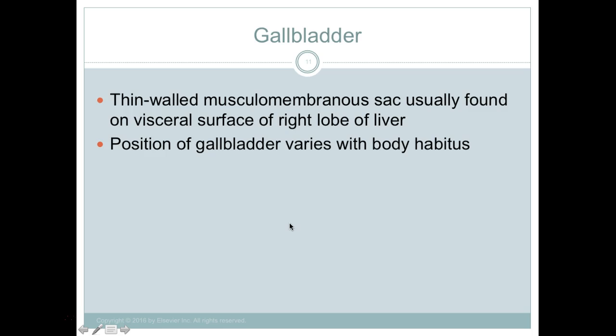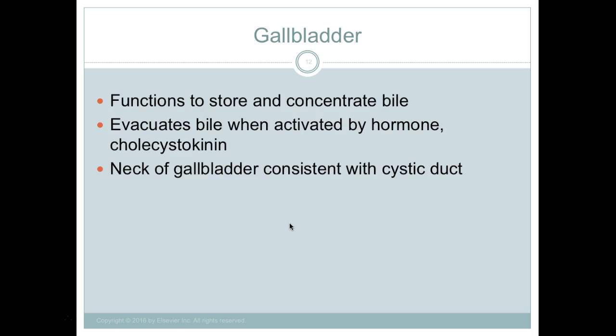Great shot. All right. So your gallbladder is a thin-walled, muscular, membranous sac, usually found on the visceral surface of the right lobe of the liver. The position of the gallbladder varies based on the body type. I'll show you the different body types and where it sits based on that. It functions to store and concentrate bile. It evacuates bile when activated by the hormone cholecystokinin. The neck of the gallbladder is continuous with the cystic duct.